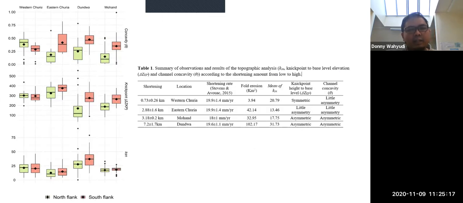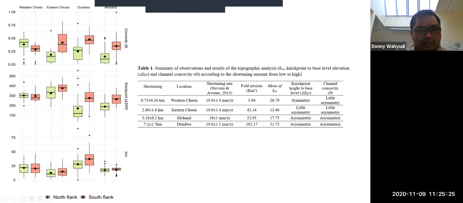And this is the summary of those metrics. So if you look at the KSN, it is generally uniform between the north and the south flank. And if we look here, it goes from the lowest, which is the eastern Churia, to the Mohan range and western Churia, and the highest is the Dundwa range. But the Dundwa is showing an asymmetry of KSN.